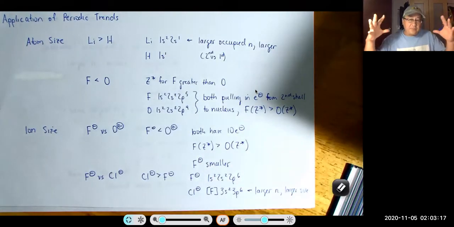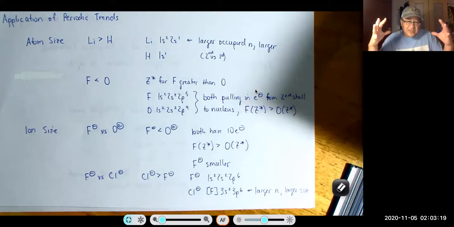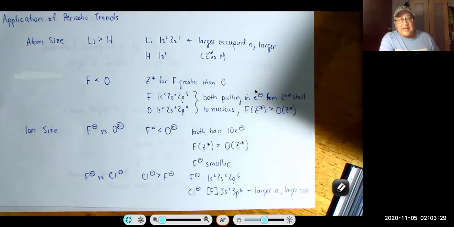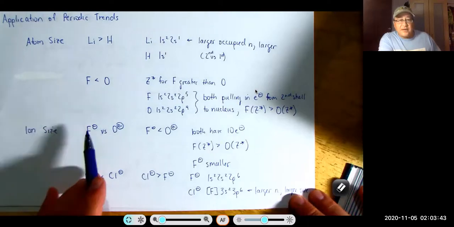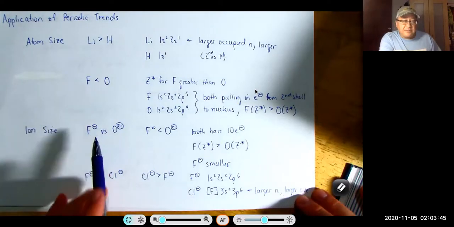Who's going to be able to pull those second shell electrons in better? Fluorine with its 9 protons or oxygen with its 8? And the answer is fluorine. And that's why fluorine is smaller, because it is pulling on the same outermost shell electrons, the second, and it has more protons to pull those electrons in. So that's the explanation for the trends in the groups and the periods.